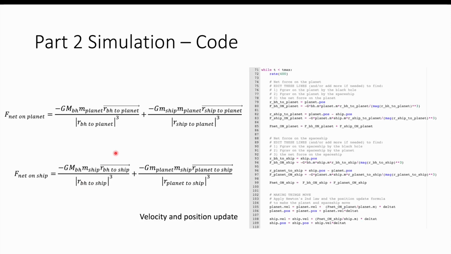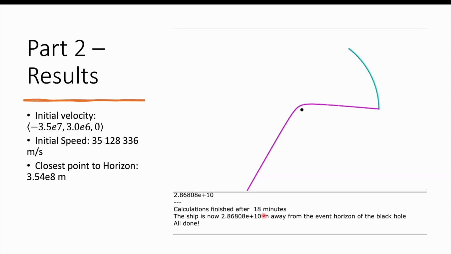So here is the code that I've used. Here are the sum of the forces acting on the planet. So the force due to the black hole, and the forces due to the ship, and the forces of the ship acting on the ship, the forces of the black hole, and the force of the planet acting on it, that we can find here for the forces on the planet in the code, and the forces on the ship in the code. And here are the velocity and position updates.